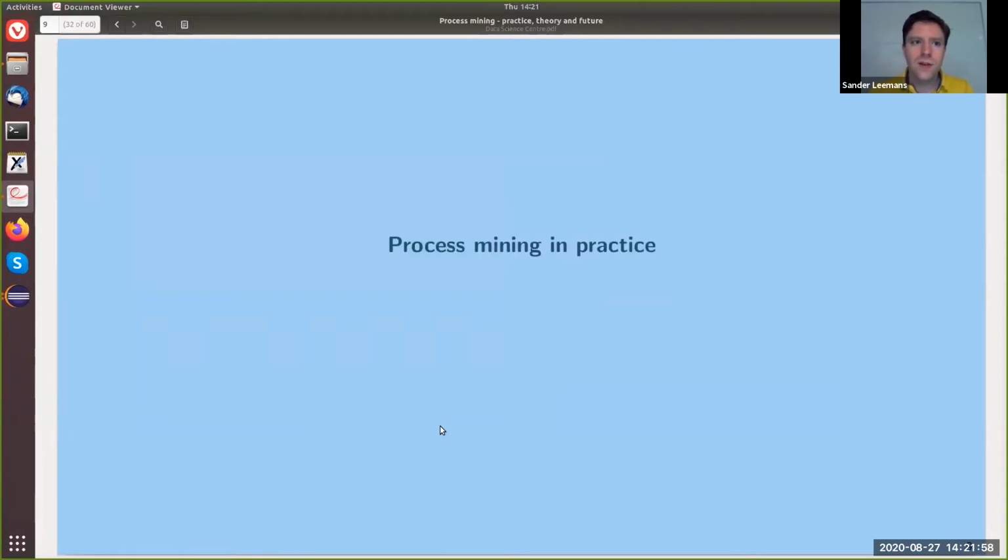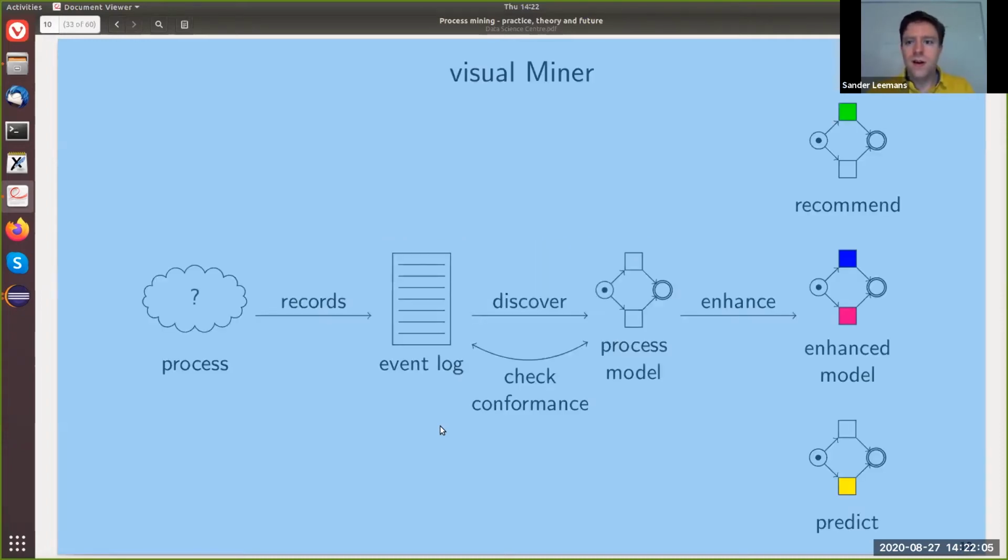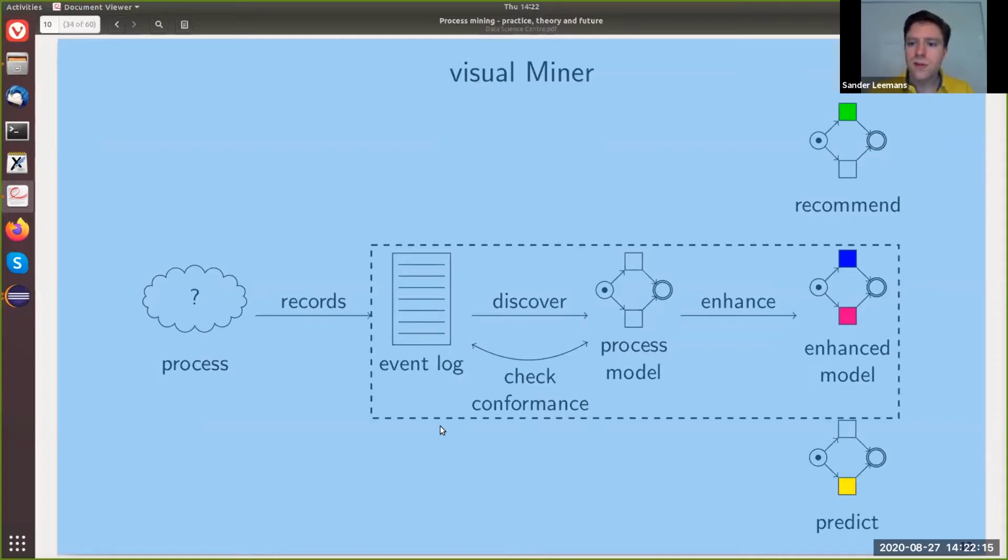So now let's look at process mining in practice. We've seen the theory. One tool that I would like to show you that is being developed here at QUT is the visual miner. And the visual miner supports this part of process mining. So you give it an event log, it will discover a model, it will allow you to check the conformance of this model against the event log and enhance it with several performance measures.